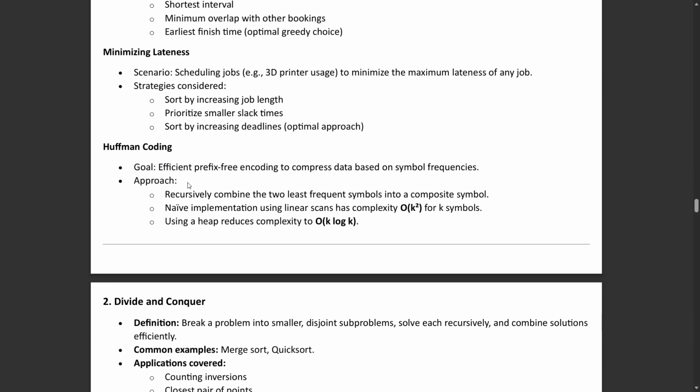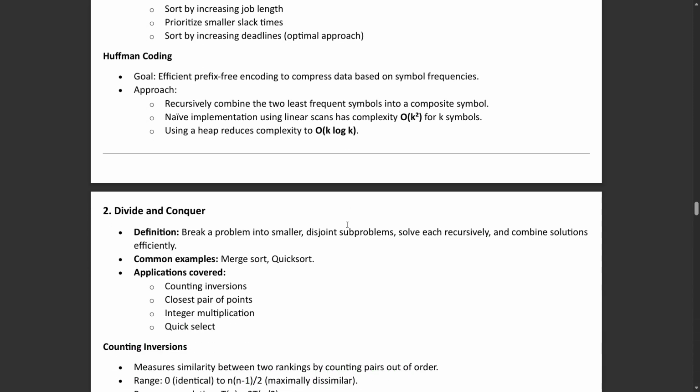Huffman coding combines the least frequent symbols recursively, using a heap instead of linear scans, reducing the complexity from k squared to k log k.